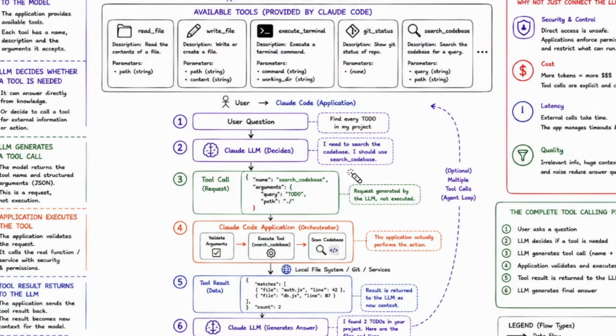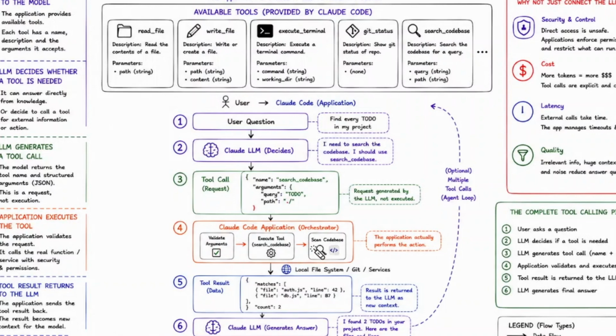Now Claude decides to inspect your project. It might generate a structured request asking the application to execute search_codebase with a query to do, or read_file for a specific file path. The important detail is that Claude has not opened your files itself. It has only generated a machine-readable request describing what it wants the application to do. The application can validate those arguments, reject unsafe requests, or enforce permissions before anything is executed.